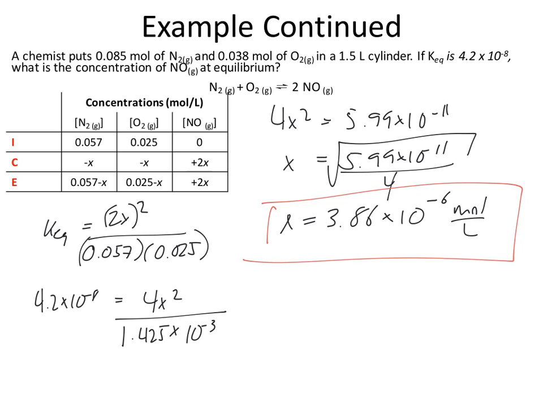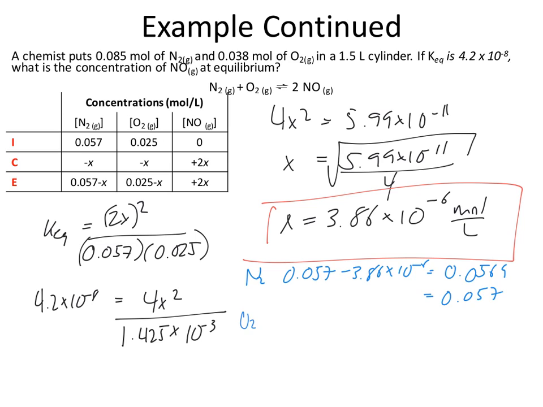What would be our equilibrium concentrations? So for N2, what we'd have is 0.057 mole per liter minus 3.86 times 10 to the negative 6, and we get 0.0569. So if we round, we get 0.057. Well, look at that. That's the same. The equilibrium concentration is the same as our initial concentration. So that change is really, really small, almost so small that it doesn't make a difference.